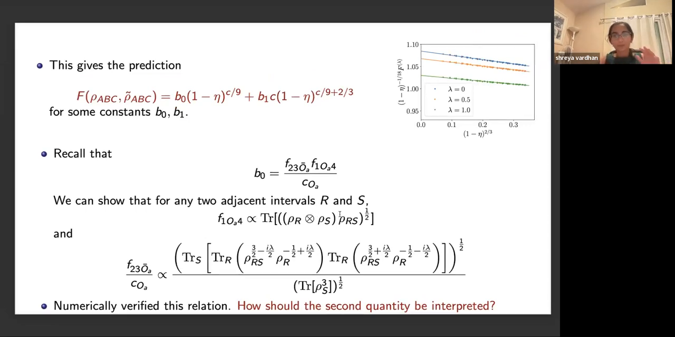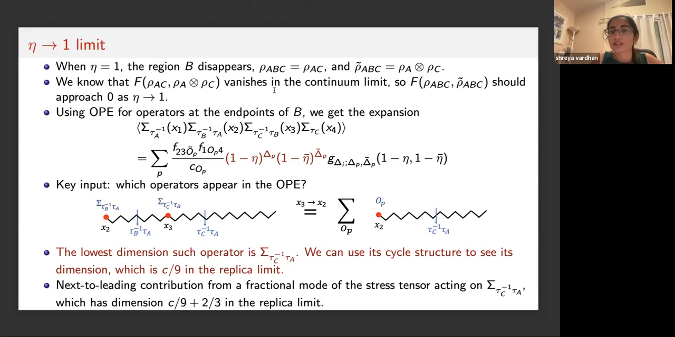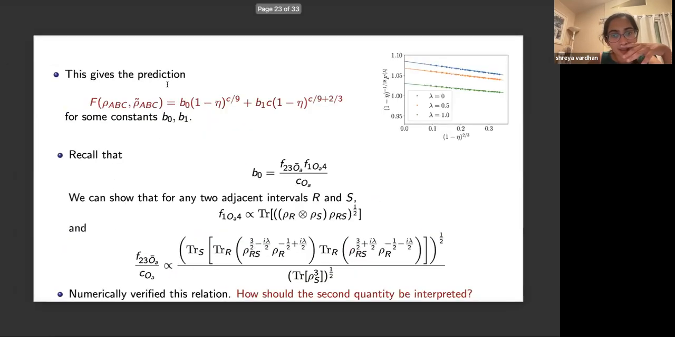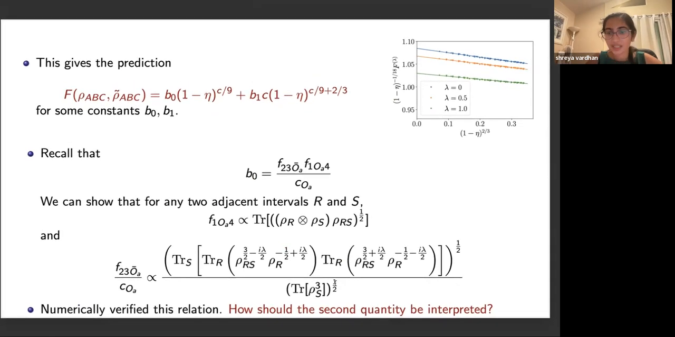Okay, so it makes sense that this quantity should appear in this OPE expansion because of this point that I mentioned earlier, that essentially the whole fidelity is just reducing to the fidelity between rho AC and rho A tensor rho C for two adjacent intervals A and C. But there's also some remaining factor, which you can also identify that 3-point function as some combination of density matrices. And that gives some complicated expression, which we don't really have an interpretation of. Yeah, but it's interesting that for some reason, this also appears in this OPE limit.